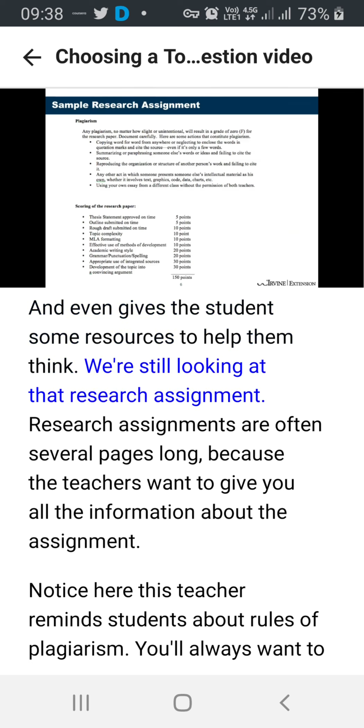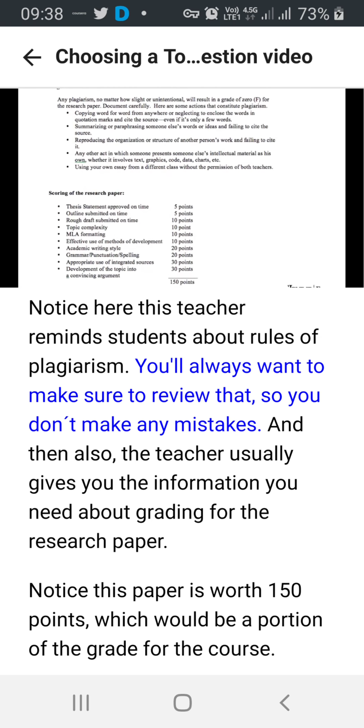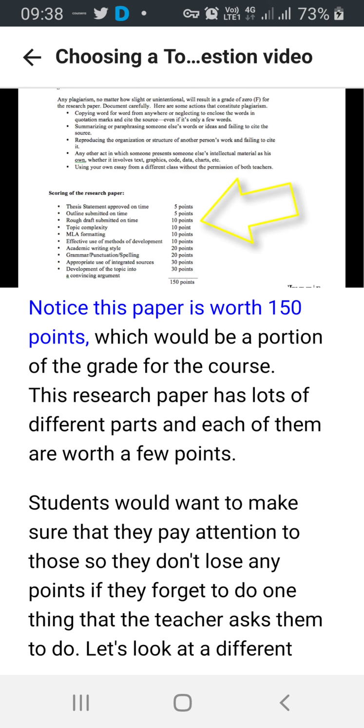We're still looking at that research assignment. Research assignments are often several pages long because the teachers want to give you all the information about the assignment. Notice here, this teacher reminds students about rules of plagiarism. You'll always want to make sure to review that so you don't make any mistakes. And then also the teacher usually gives you the information you need about grading for the research paper. Notice this paper is worth 150 points, which would be a portion of the grade for the course.